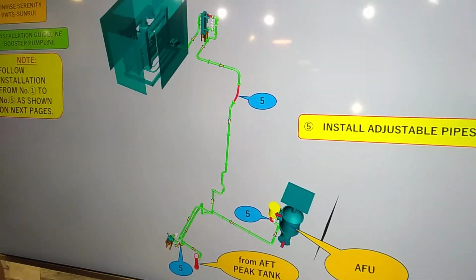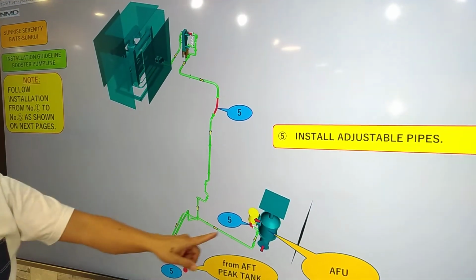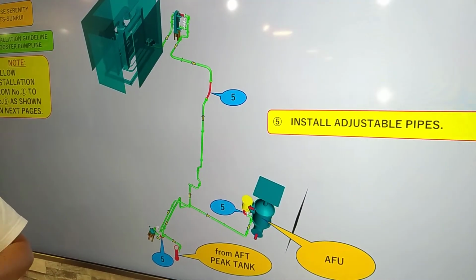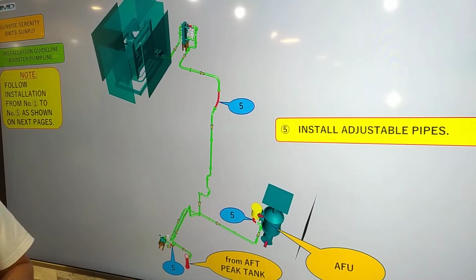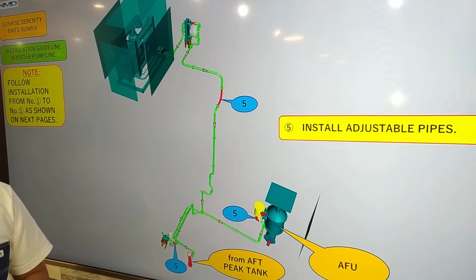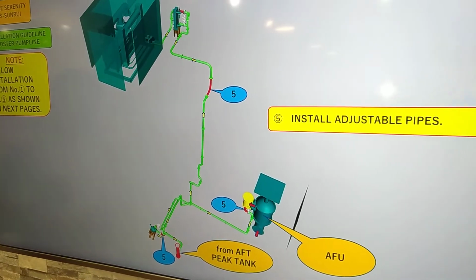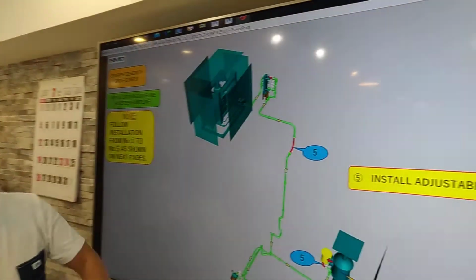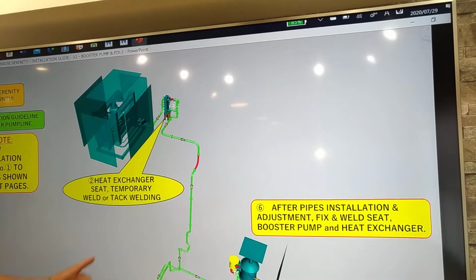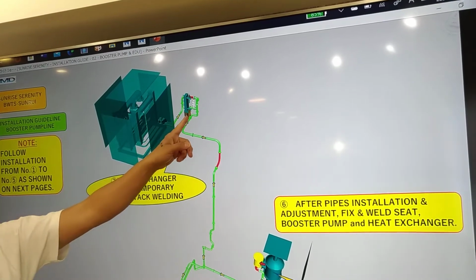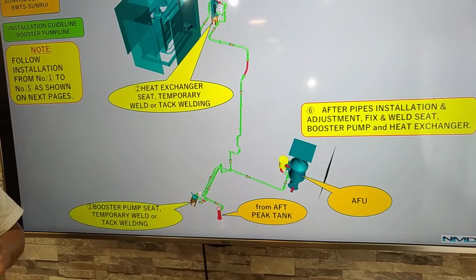Lastly, we install the adjustable pipes. We have the red one here, the adjustable pipe. After installation of the fixed pipe, always use the adjustable pipe last. If possible, don't put pressure on the pipes. After we install all the pipes and adjust the alignment, that's the time we weld the heat exchanger and the booster pump, in order to minimize problems on the pipes.